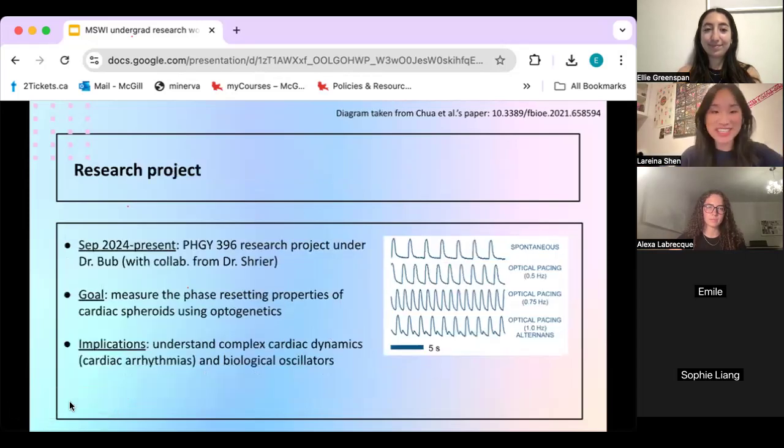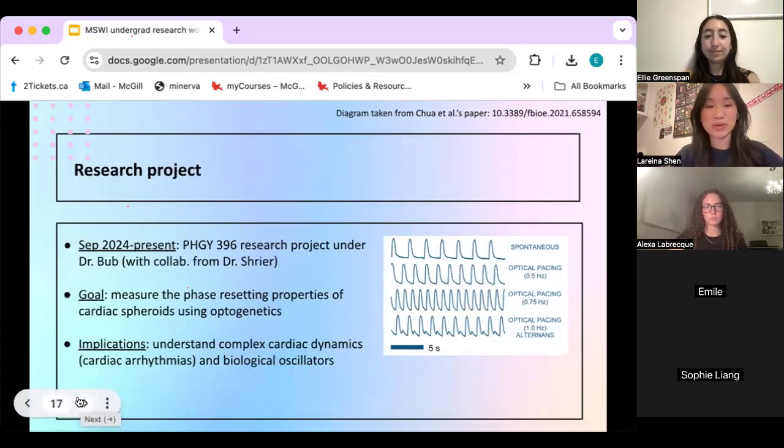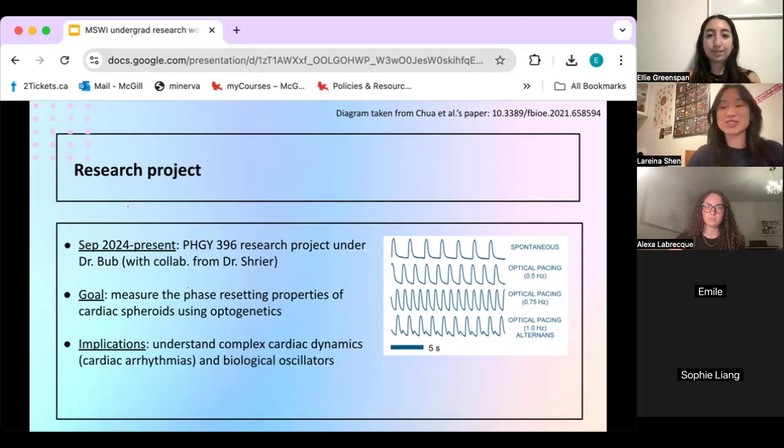Now I'm currently conducting a research project under Dr. Bub, who is my official supervisor, with collaboration from Dr. Schreier. My goal is to measure the phase resetting properties of cardiac spheroids using optogenetics. Essentially, I'm pairing the cardiomyocyte spheroids with the HEK spheroids transfected with channelrhodopsin, and then I'm going to pace them optogenetically and see their phase resetting curves. A phase resetting curve is just how external stimuli can affect the beat rate of a cardiomyocyte. The implication of this is to understand complex cardiac dynamics and biological oscillators, which is really relevant to clinical research in arrhythmia.